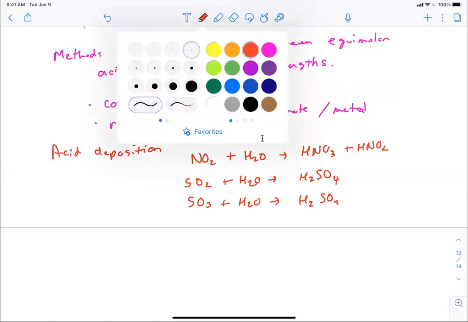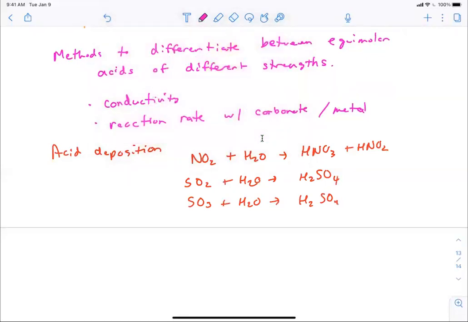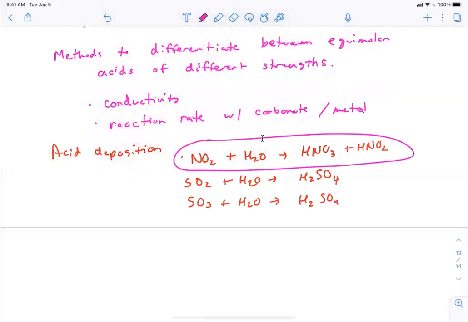And like I said before, I think the main one you want to know is this one, the NO2 one, because the NO2 one is not very intuitive. The SO2 and SO3 ones are pretty intuitive because you just combine them together. They're just synthesis. But NO2, you have to know it actually breaks up into two different acids here, HNO2 and HNO3. And that's the one that IB usually tests on. So if I'm going to memorize one of these reactions, it's going to be that one.